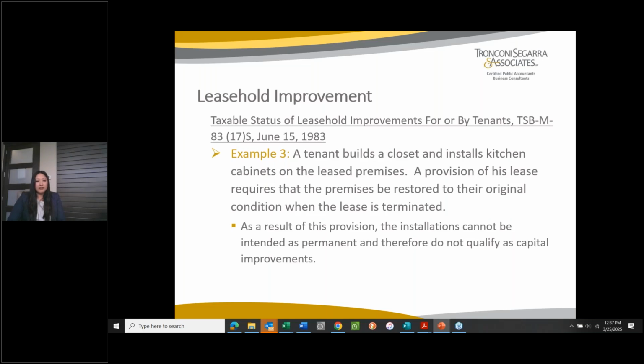And then in this example, the tenant is building a closet and installs kitchen cabinets. The lease requires that the premises be restored to their original condition when the lease is terminated. So they have to remove the closet and the cabinets that they installed. And because the lease says that, the installations aren't considered to be permanent, and this work doesn't qualify as a capital improvement and would be taxable.